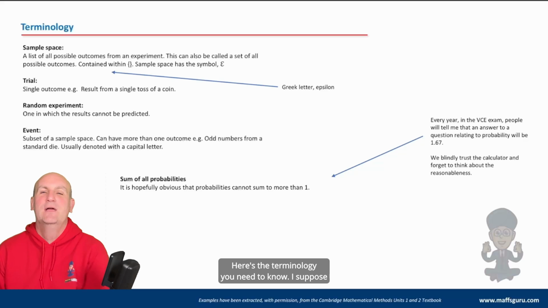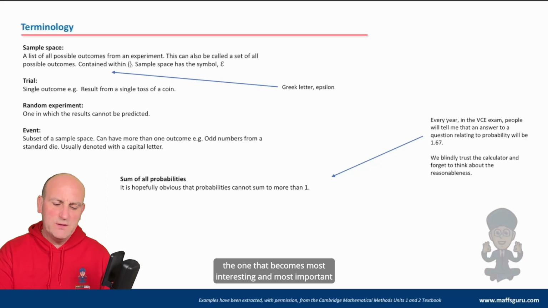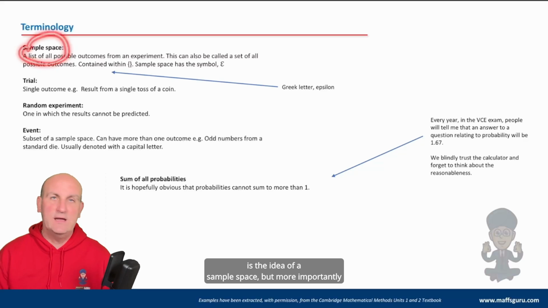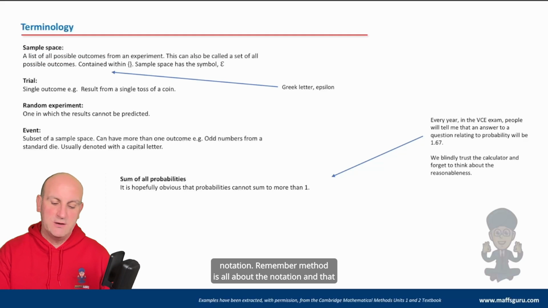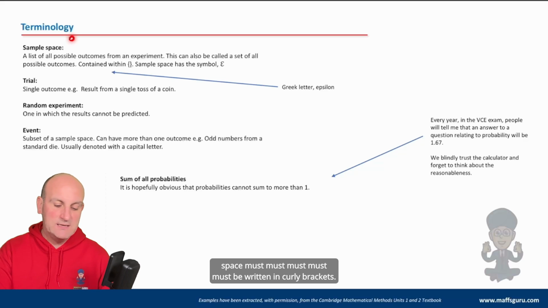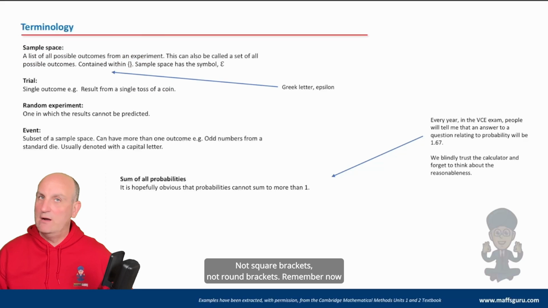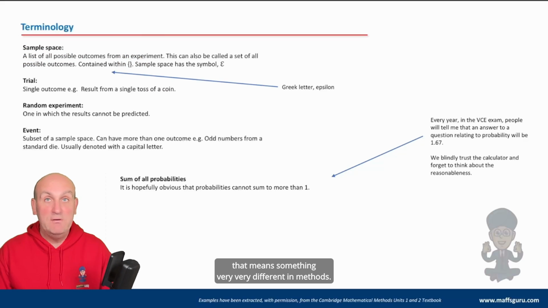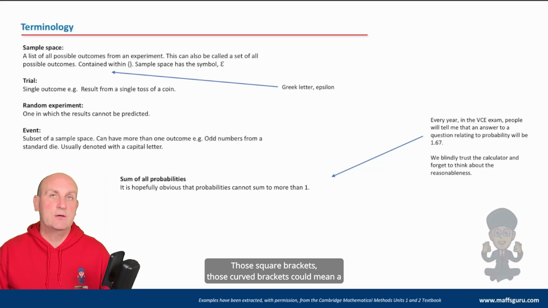Here's the terminology you need to know. The one that becomes most interesting and most important is the idea of sample space, but more importantly, notation. Remember, methods is all about the notation, and that epsilon sign there is really important. A sample space must be written in curly brackets, not square brackets, not round brackets. Remember, that means something very different in methods. Square brackets or curved brackets could mean a coordinate. A curved bracket could equally mean an interval. And so the context of where you're using these is really important. So a sample space should be those curly braces.